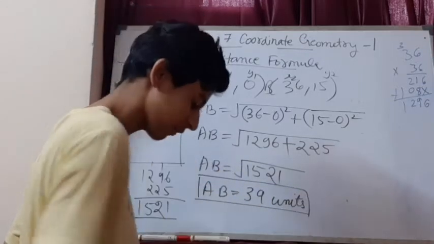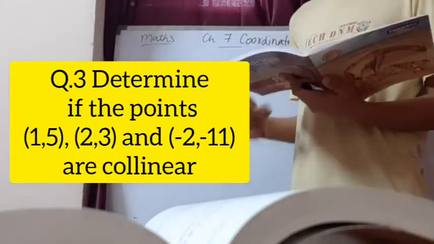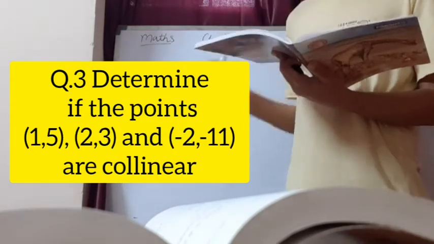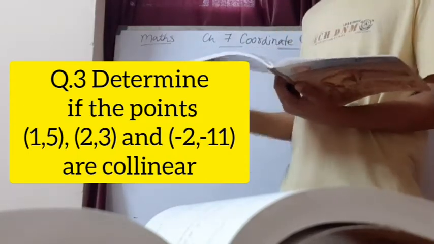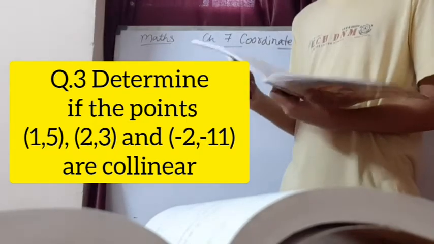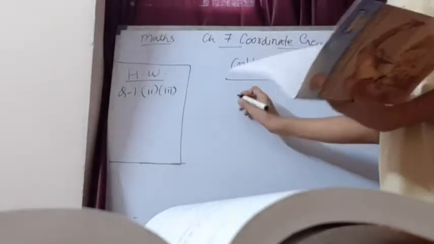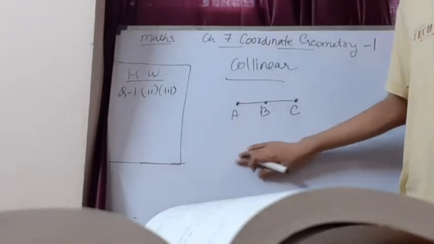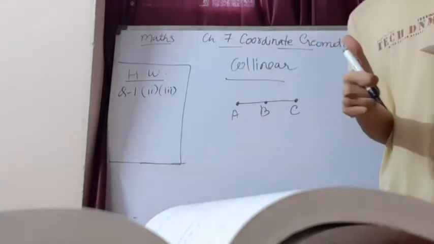Okay, so this we have solved. Let's move to the third question, which says, determine if the points 1, 5, 2, 3 and minus 2, minus 11 are collinear. What do we mean by collinear points? Collinear points means the points which lie on the same line. A, B, C: these 3 points are lying on the same line. It means they are collinear. Understand now what to do.